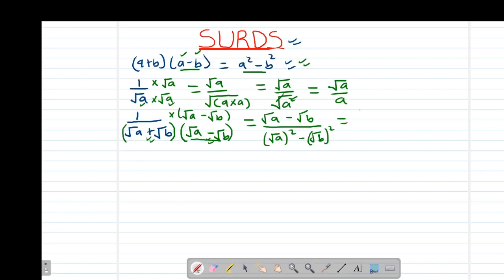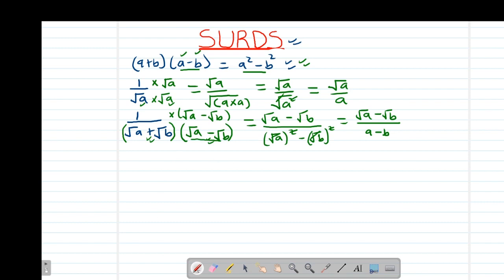So this will be equal to the root of A minus the root of B, then divided by, so of course the square root and the square will cancel out. Square root and square will also cancel out. So we remain with A minus B. Therefore, we have rationalized the denominator because there are no surds or roots on the denominator.